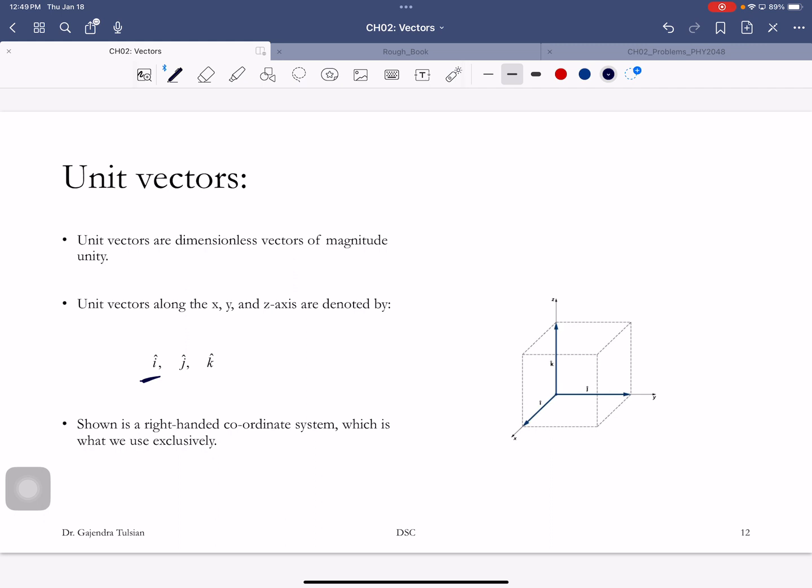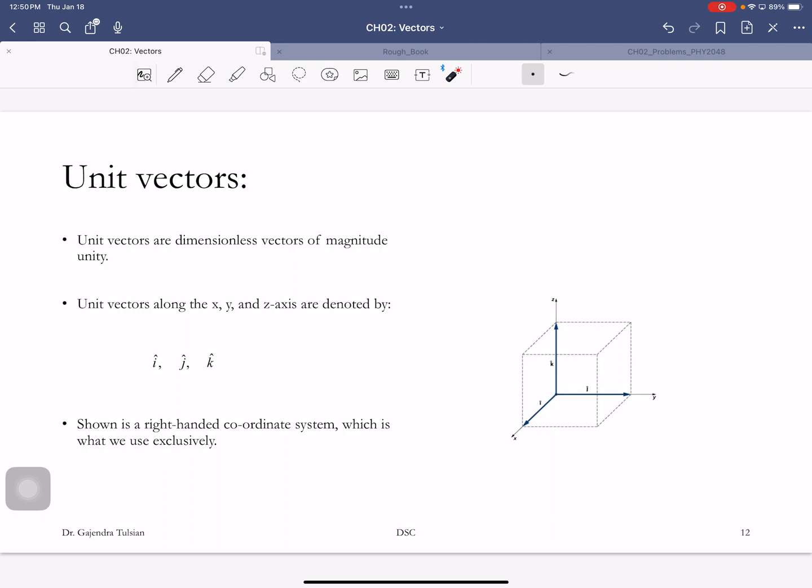These guys are dimensionless. So the unit vectors i, j, and k that we are introducing are dimensionless, and their length is 1 unit. That's the property. Unit vectors are dimensionless vectors of magnitude unity. Unit vectors along the x, y, z axes are denoted by i, j, and k. So these special unit vectors, we'll call them i, j, and k.